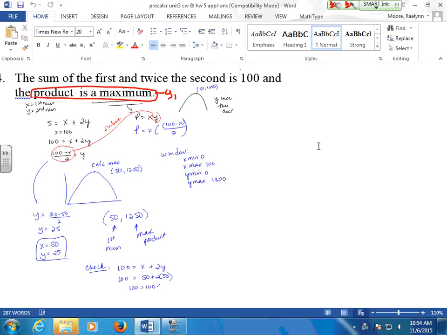So right away, Y1 is product. X times Y. I only have two numbers. Remember, this is the same let statement as above. 1 through 4 had the same let statement. X is a positive real number. Y is a positive real number.